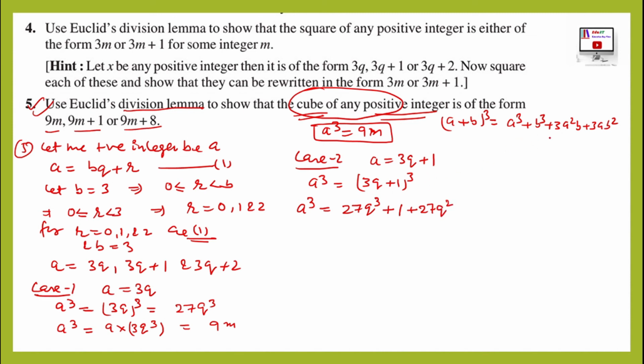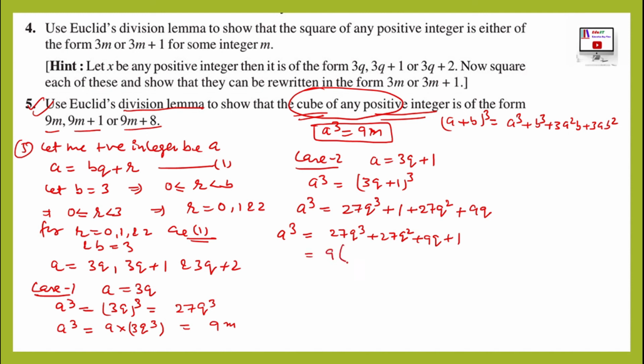So finally this 3a square b, when you solve it, will be 27q square, plus now this 3ab square. 3ab square means 3 into a is 3q, plus 1 square is 1, so it is equal to 9q. So now further we can show this in this way. First let us rearrange the terms: 27q cube plus 27q square plus 9q plus 1.